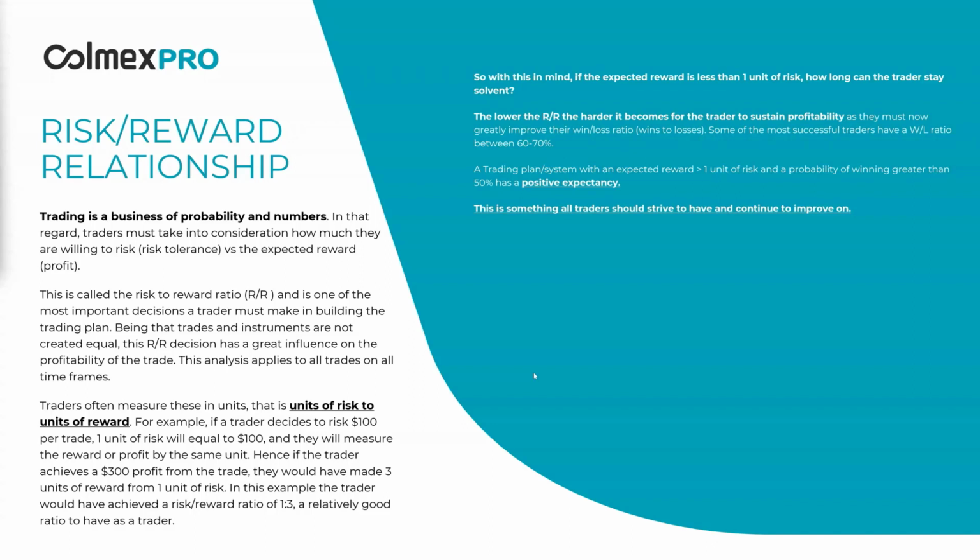So a trading plan and system with an expected reward of greater than 1 unit of risk and a probability of winning greater than 50% has what we call a positive expectancy. And this is something that all traders should strive to have and continue to improve on. You want to ensure that your system has a positive expectancy, which means that it is paying out more than it is giving back to the market. So now let's move on to the next topic.